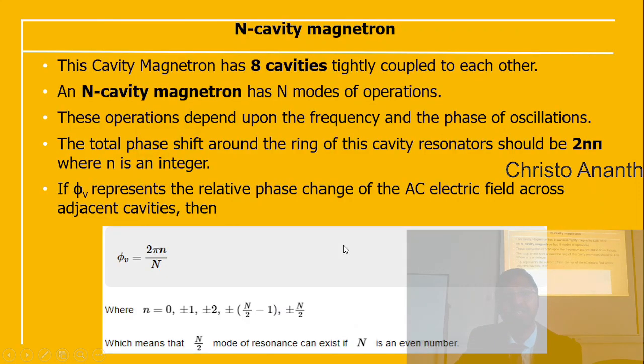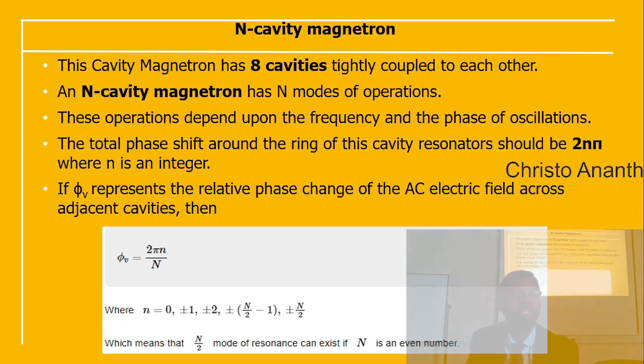The cavity magnetron will have 8 cavities tightly coupled with each other. So the N cavity magnetron will have N modes of operation. The operation depends on the frequency and of course the phase of oscillation. Total phase shift around the ring of the cavity resonators would be 2nπ. Normally 2π means 2 multiplied by 180, 360 degrees, multiplied by n, the number of modes of operation. Here n is nothing but an integer.